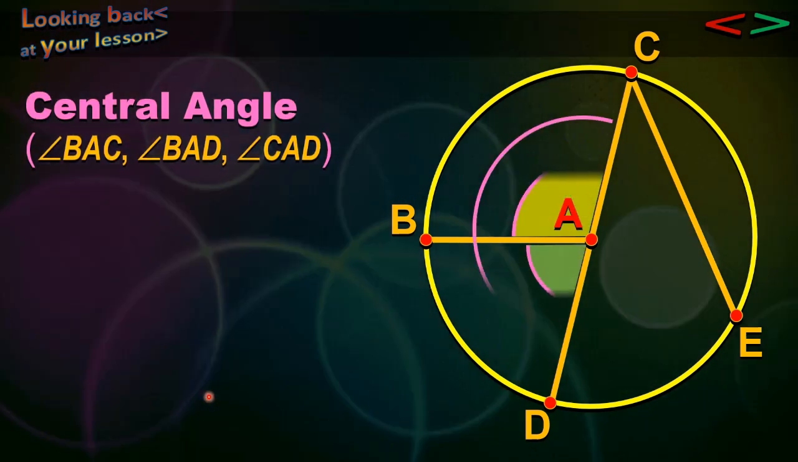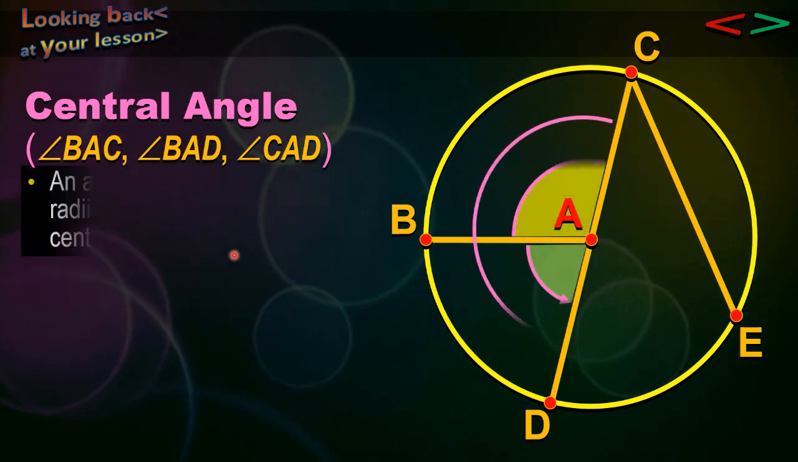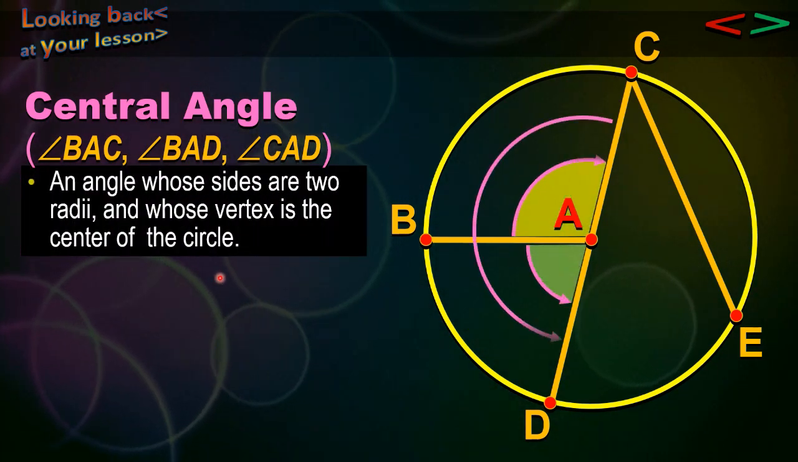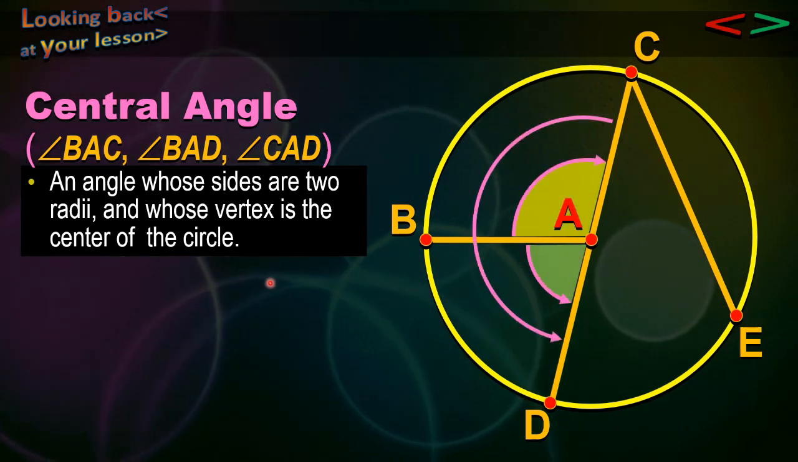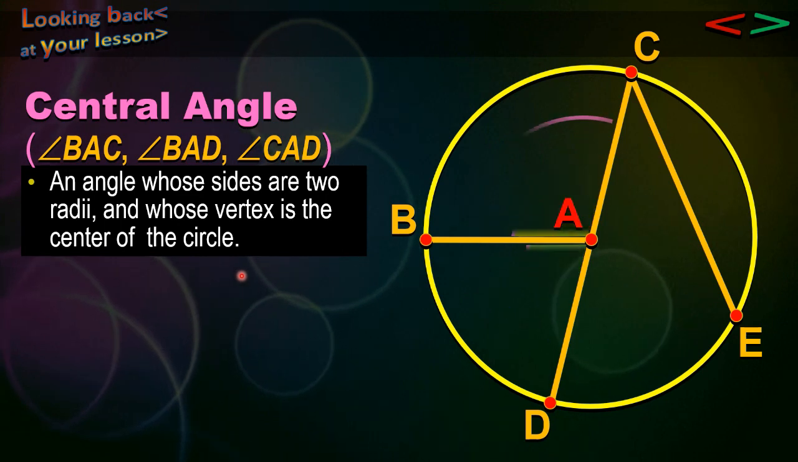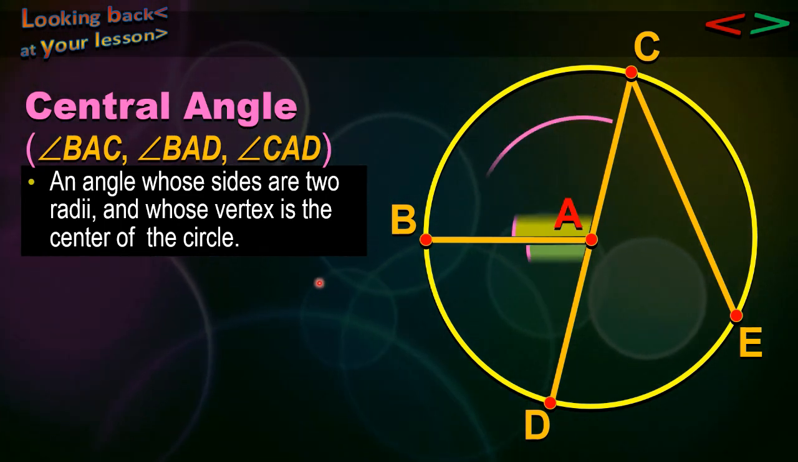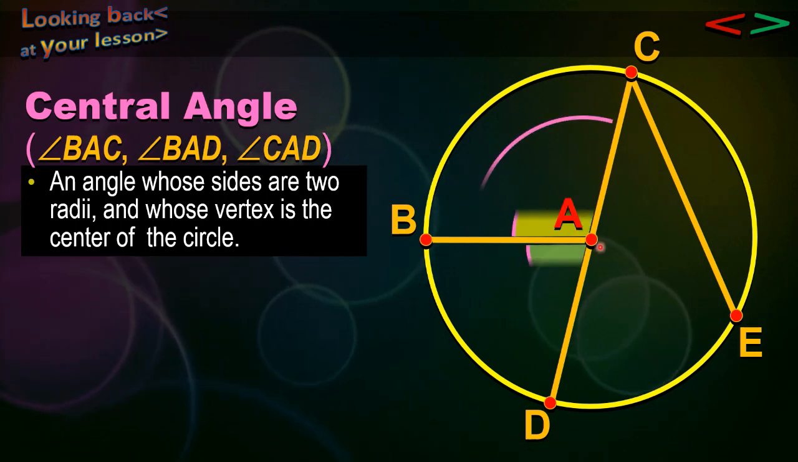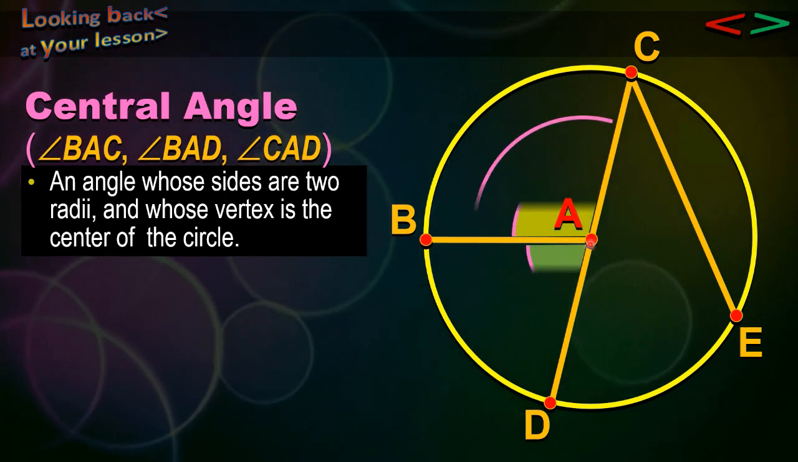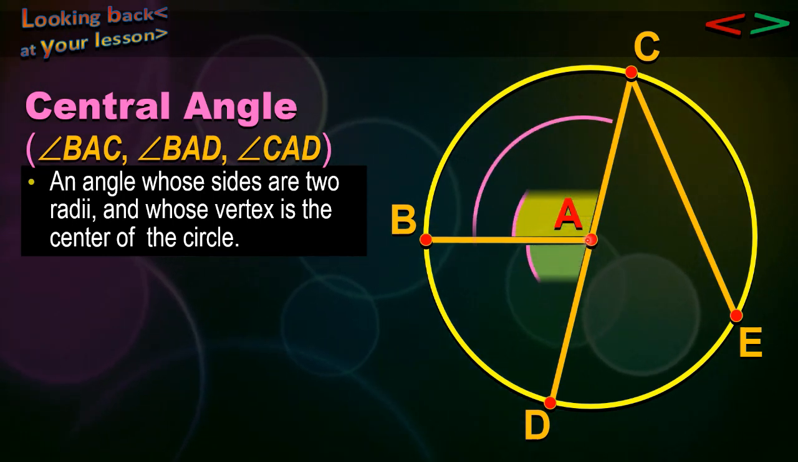Balikan natin ang central angle. Ano nga ba ang central angle? Ang central angle ay angle whose sides are 2 radii and whose vertex is the center of the circle. So, ulitin ko, ang central angle ay binubuo ng dalawang radius at ang vertex nito ay nasa gitna ng circle.